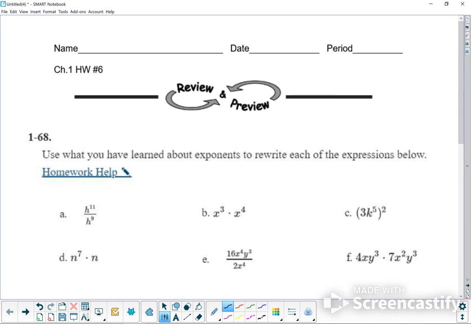You could do this any number of ways. I'm going to do it with the rules that we learned, which is going to be equal to h to the 11 minus 9. And 11 minus 9 is 2, so the answer is going to be h to the second power. That's it.